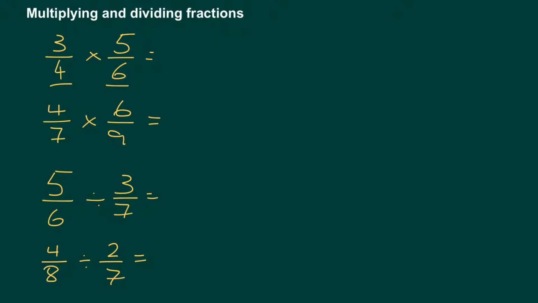So let's take our numerators for the first example here. Our numerators are 3 and 5. So all we now need to do is multiply them through. So 3 times 5 gives us 15. The answer for our numerator is 15. Similarly, for our denominator, all we need to do is, again, times them through. So 4 times 6 gives us 24.